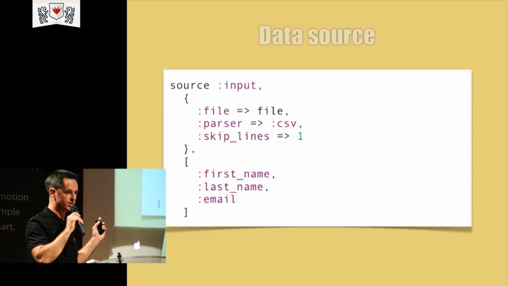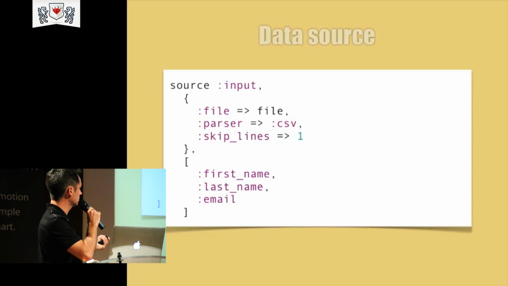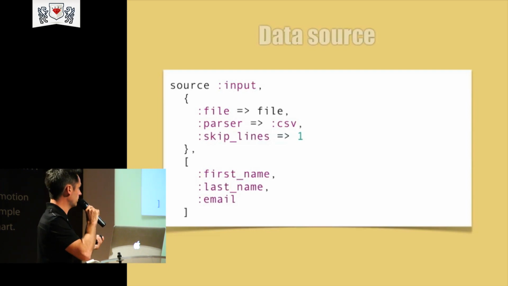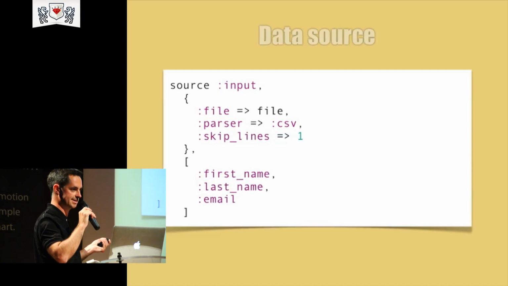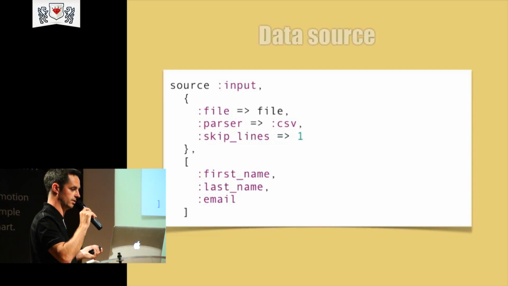So this is the example of the data source. This one is going to be called input. This symbol here can be replaced by any class that you can write to extend the behavior. Let's say you have something very specific and you want to deal with it differently, you can extend it and put a class name here. So we're going to skip 1 line here, and we say that we have 3 columns that we had in the file.